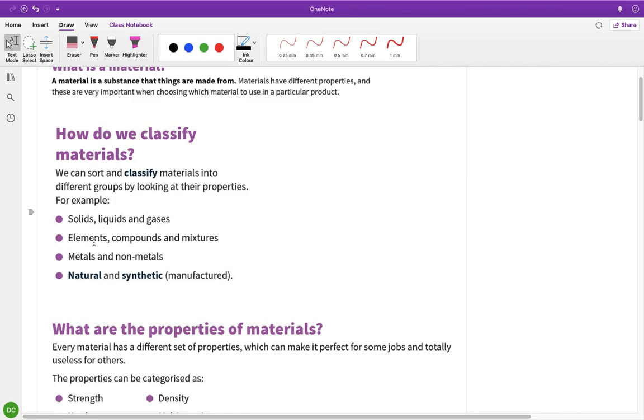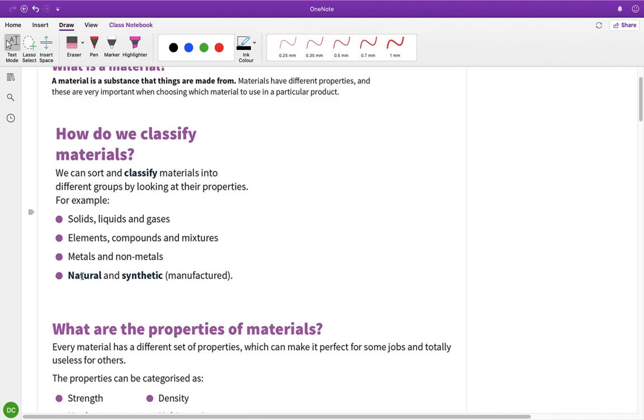What is it made of? Is it made of an element, a compound, or a mixture? And again, that would depend on the properties of the element, the compound, or the mixture. And is it a metal or a non-metal? So I discussed that. Or is it natural or synthetic?